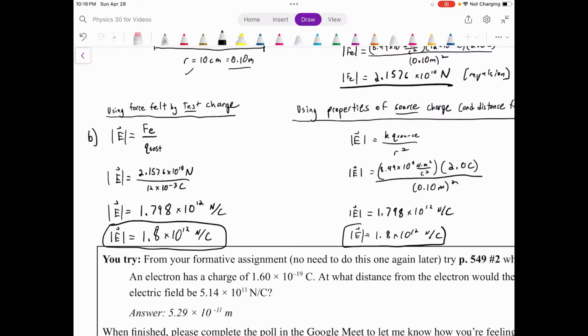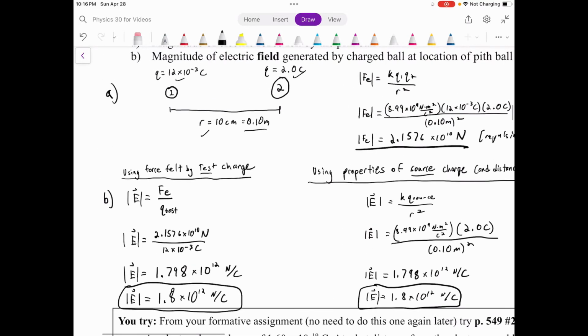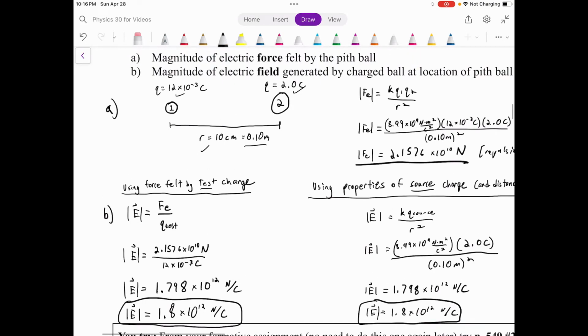Okay, now the purpose of this is to show you that it is the same thing. We are calculating the electric field created by this charge here. There are just two ways to do it, right? We could do it based on the force that's actually felt by a test charge, or we could do it just based purely on the properties of the source of the field alone and how far we are from it.